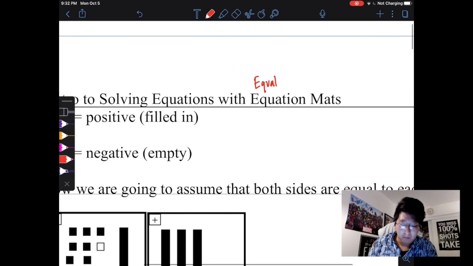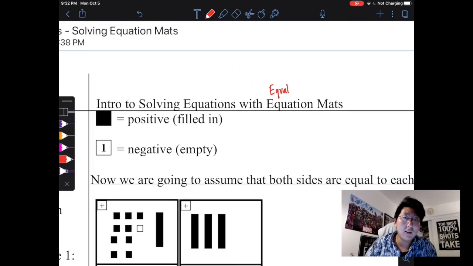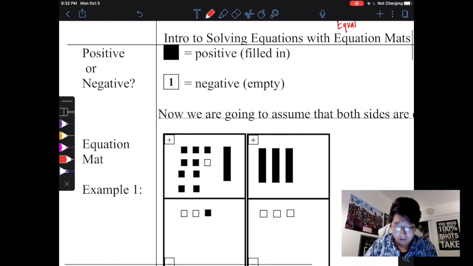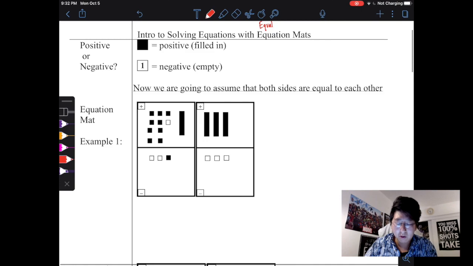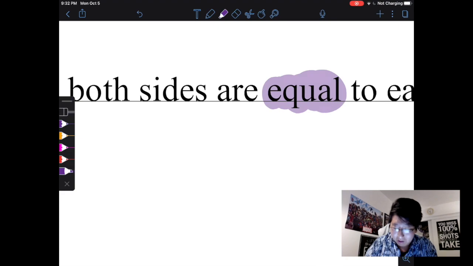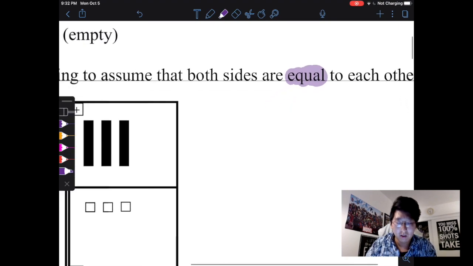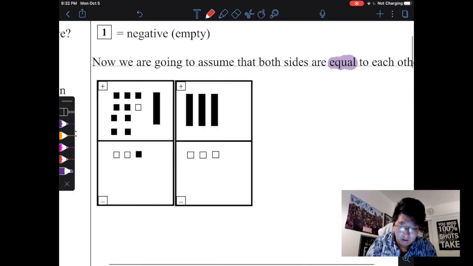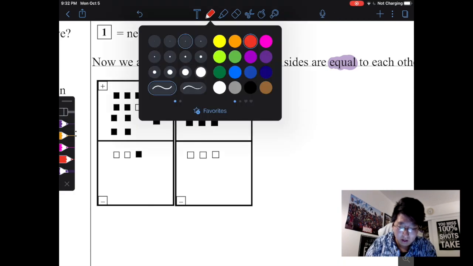So quick review: if it's filled in, it's positive. If it's empty, it's negative. Hopefully you know that by now. So now we're going to assume that both sides equal each other. That's why they're called equation maths, because right here, they are going to equal each other. So let's take a look and write down what we see on the left side.